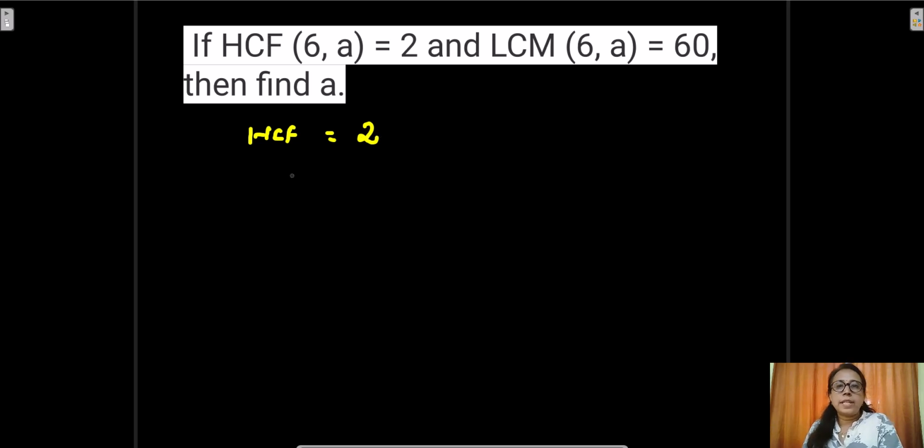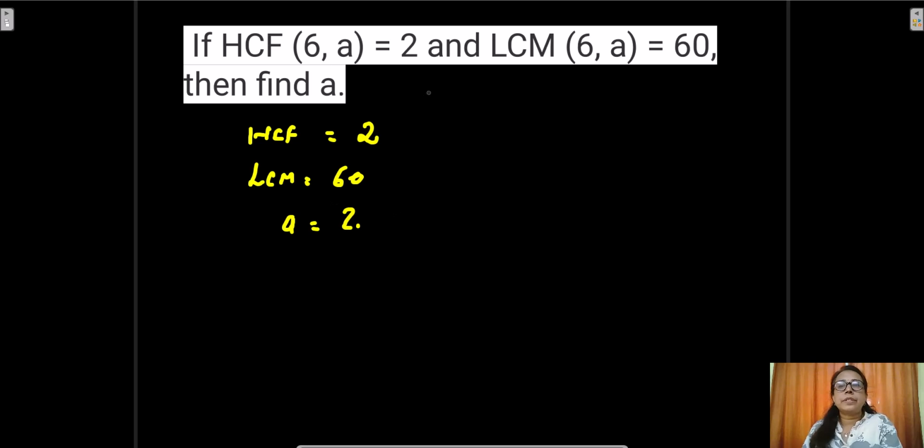Now what is the LCM given? LCM of 6 comma A is equal to 60. So you write LCM is equal to 60. Now what do you want to find out here? Find A. The question is find A.